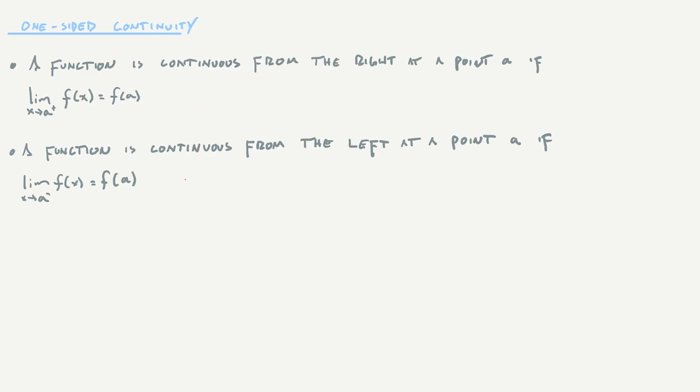So what can we do? Well, we just define it one-sidedly, right? So a function is continuous from the right at a point a if the limit as x approaches a from the right of f of x is equal to f of a, and we can say a similar statement for approaching from the left, right? So it's continuous at a point from the left if this limit is true. We're approaching from the left in this case.